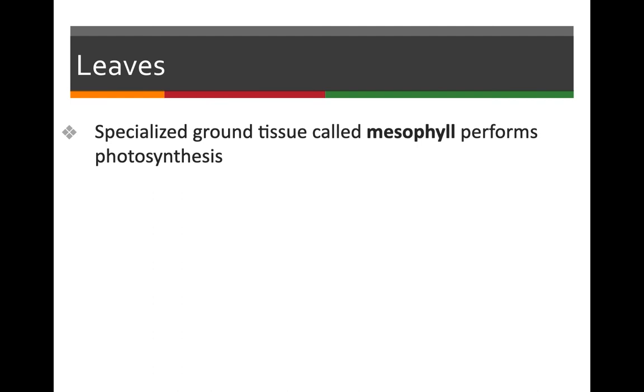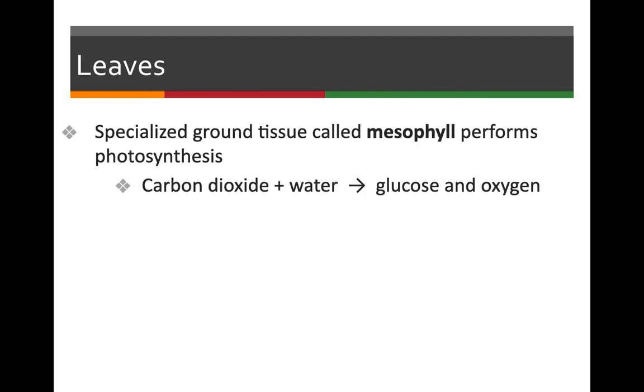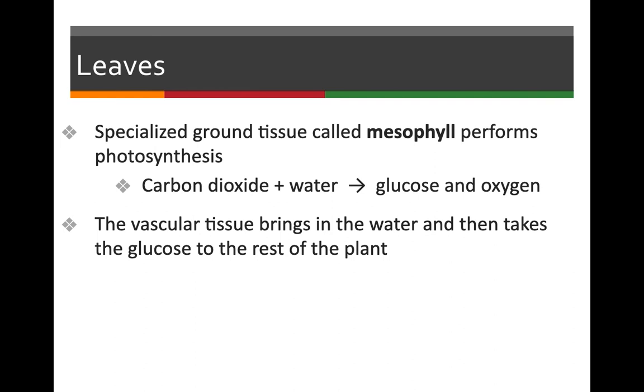Next, we have the leaves. So specialized ground tissue called mesophyll performs photosynthesis. Right? So in the leaves, that's the role of the ground tissue, is to perform photosynthesis, and it's specialized. It's called mesophyll. So there's a reminder of what photosynthesis is. Carbon dioxide and water is creating glucose and oxygen.